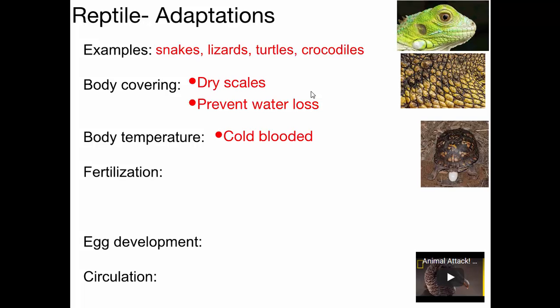If they get too hot, they'll go in the shade, they'll go in the water to help cool their body temperature down. So they can't regulate it internally, but because of their behavior, they can regulate it somewhat. So reptiles are cold-blooded. Body temperature depends on their surroundings. Now, this is important because this is a major reason why reptiles can start to live permanently on land.